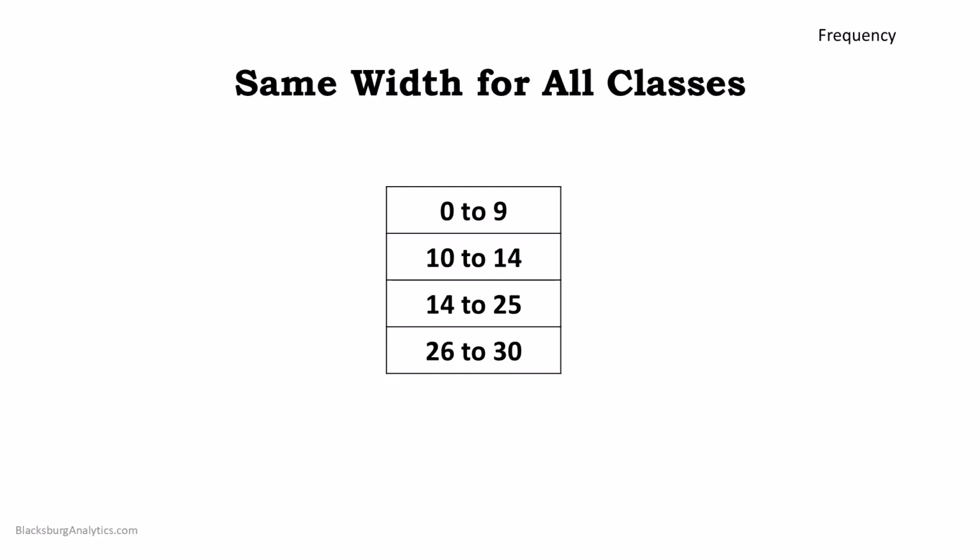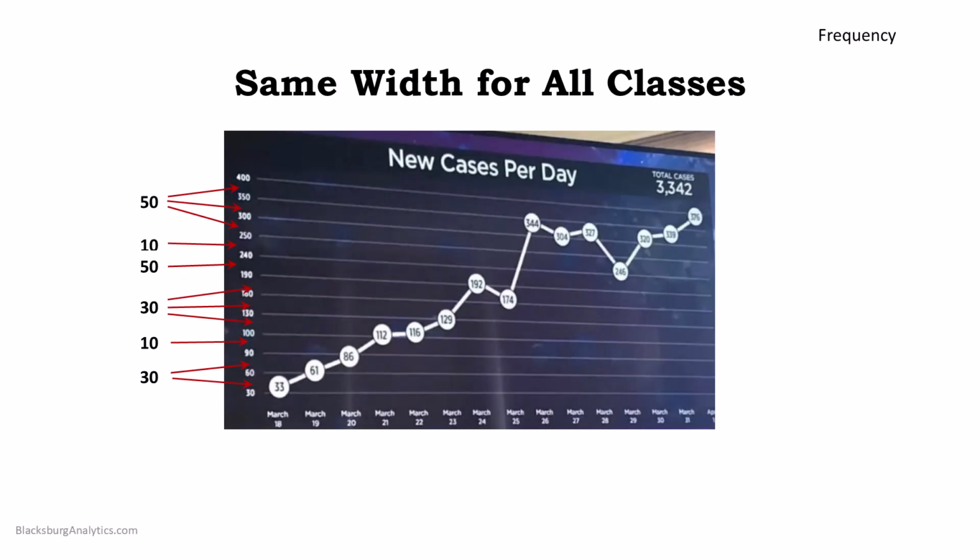Also, all classes must be the same width. Unequal class width means someone is lying to you. They want to emphasize some class at the expense of others, or bury some detail they don't want anyone to notice. For example, a notable Fox News frequency distribution of number of COVID cases has successive class widths of 30, 30, 10, 30, 30, 30, 50, 10, 50, 50, and 50.